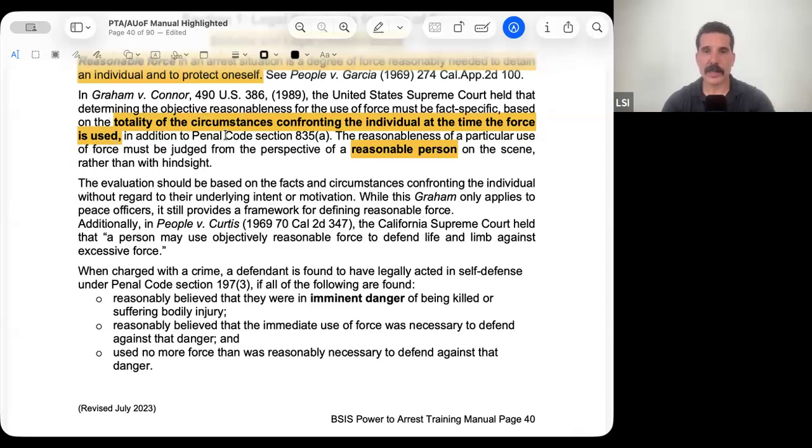And then it goes on, in addition to Penal Code Section 835a, the reasonableness of a particular use of force must be judged from the perspective of a, highlight the bold text, reasonable person. Highlight that. On the scene rather than with hindsight.